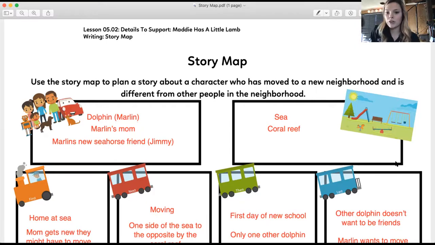Then in this box over here, I want you to include where your story is going to be taking place. What is the setting? It can be in one specific place or it can be in multiple. So I chose to do the sea and the coral reef, because my dolphin friend Marlin is going to be starting in his old home that is in the sea, and he moves across the sea to a coral reef where he doesn't really know the place very well.